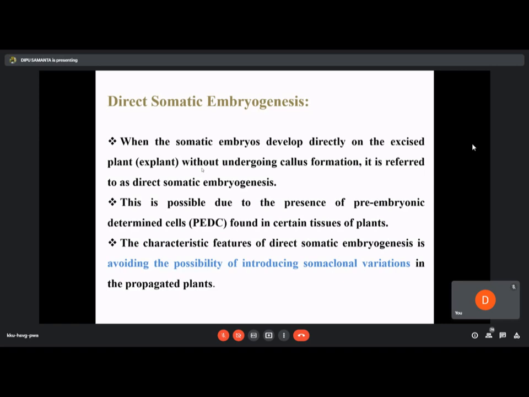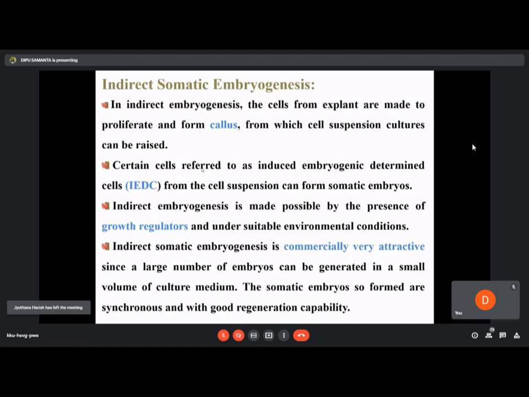Now coming to indirect somatic embryogenesis. In indirect somatic embryogenesis, the cells from the explant are made to proliferate, that is, callus is formed. Callus may be in solid phase, or we can use suspension culture also for indirect somatic embryogenesis development. Here also the cells are known as induced embryogenic determinant cells, that is IEDC, that are formed in the cell suspension and can form the somatic embryo.